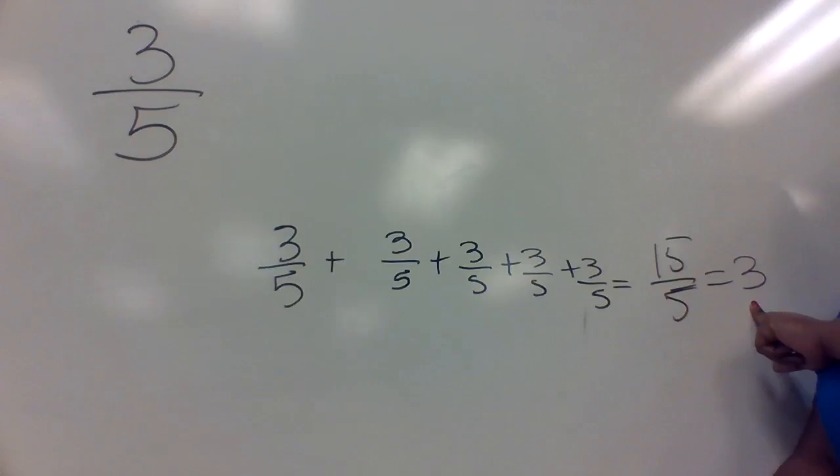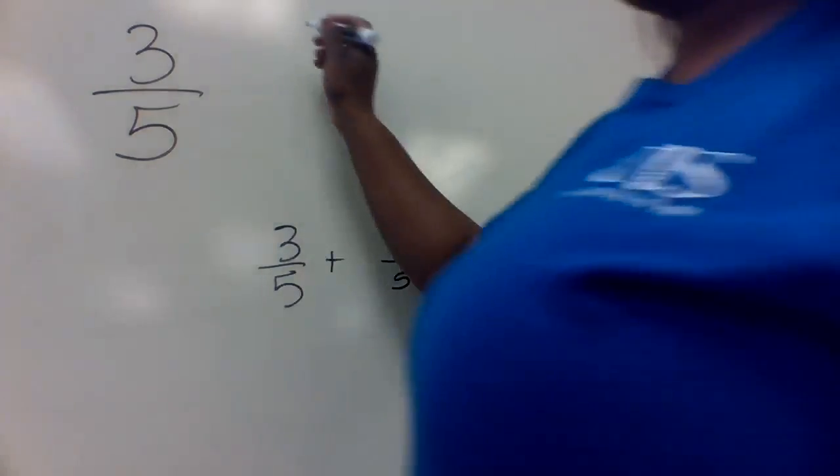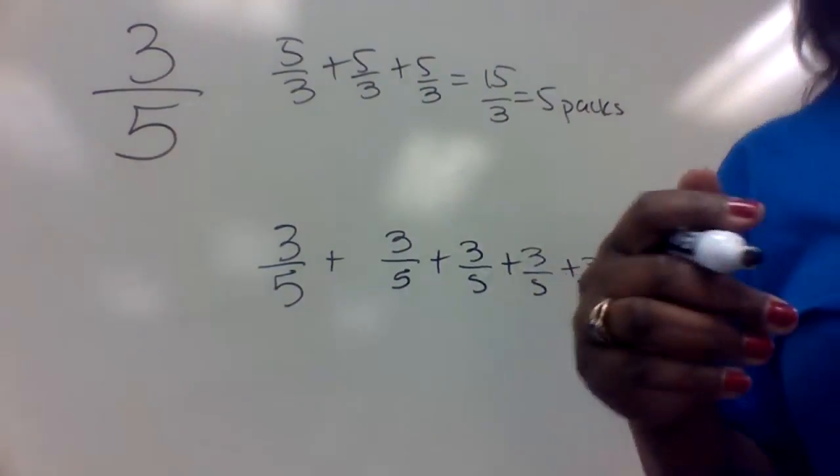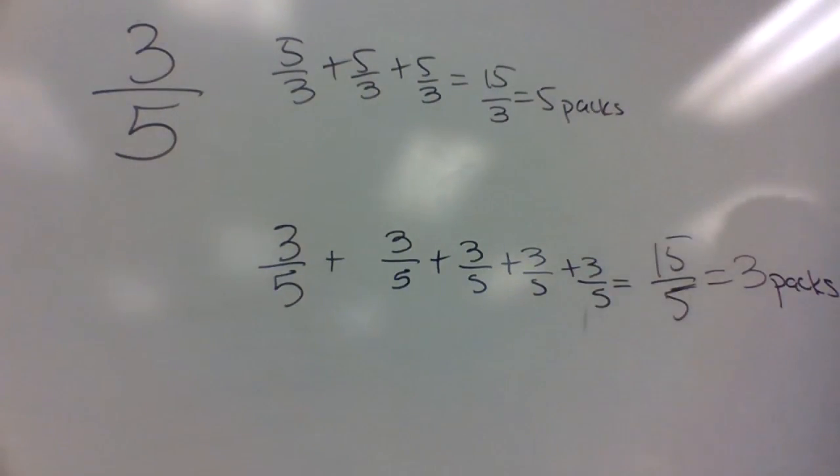If y'all said the friends got 5/3 of a pack, that's 15/3. That's 5 packs. So that wouldn't work. That's too much. Okay, so you have to get 3/5 of a pack. That means you're going to get a small amount of cards, not a whole pack, because it's not enough.